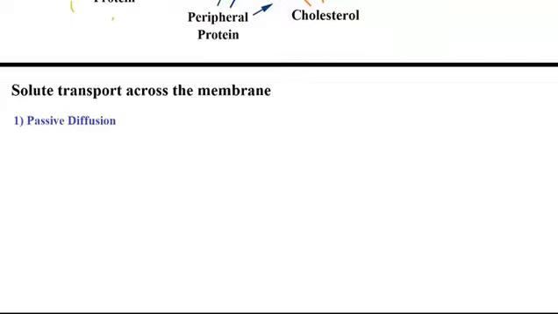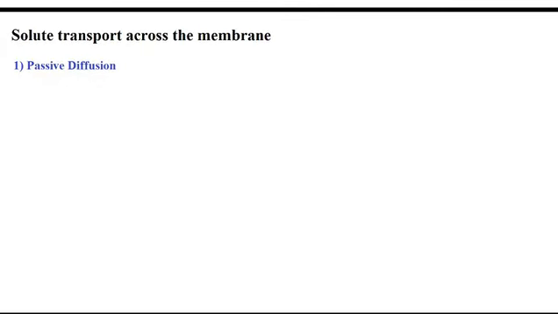The next concept that we would like to discuss is different modes of solute transport across the cell membrane. Basically, if we have a semi-permeable membrane, solutes will move down their concentration gradient until they have the same concentration on both sides of that semi-permeable membrane.